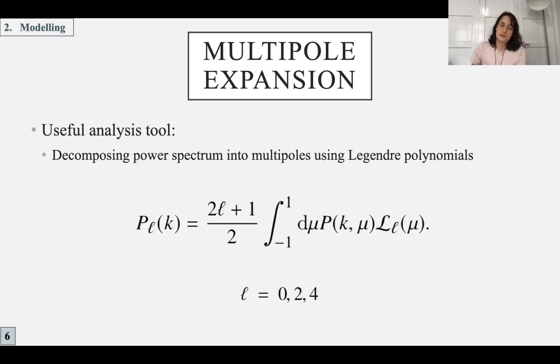A useful analysis tool for looking at the anisotropic power spectrum is multipole expansion. Multipole expansion allows us to decompose the power spectrum into multipoles using Legendre polynomials, which are a set of orthogonal polynomials. And we look at the l equals 0, 2, and 4 Legendre polynomials, and going beyond 4, things get very nonlinear, so we stop there.